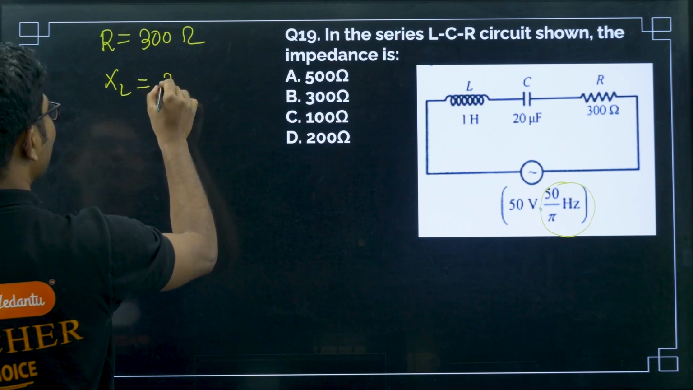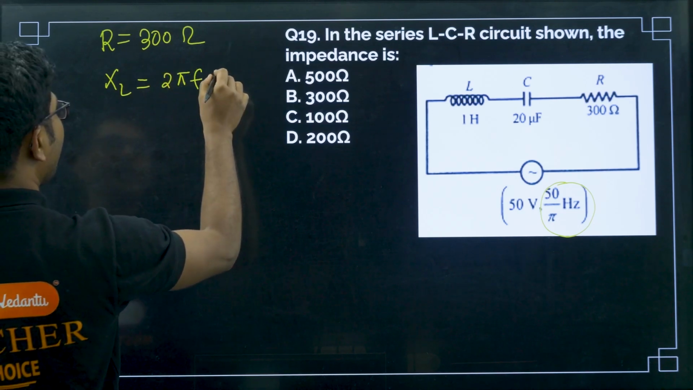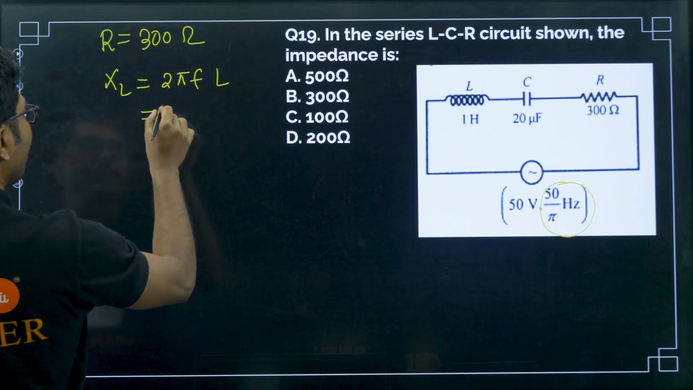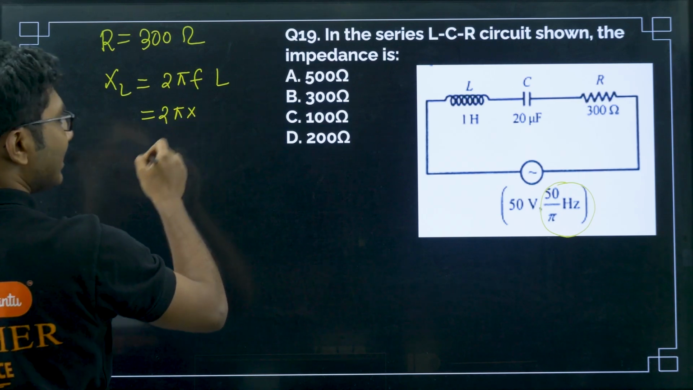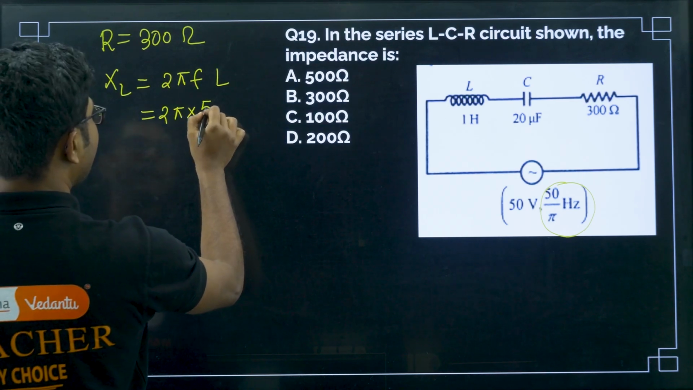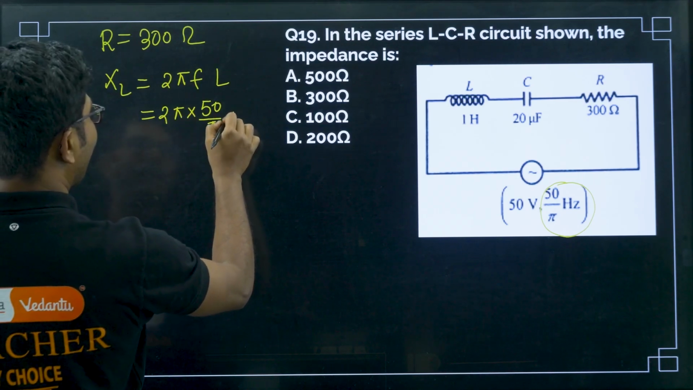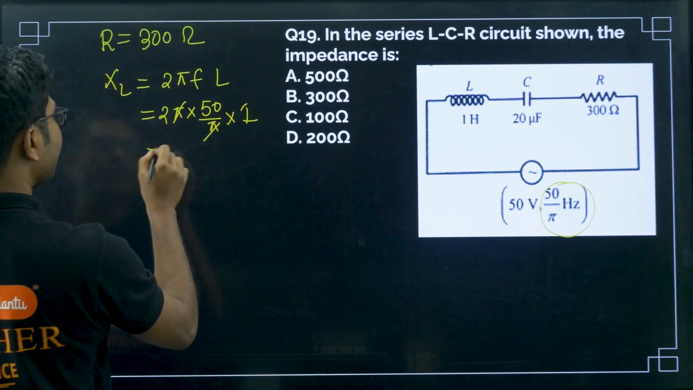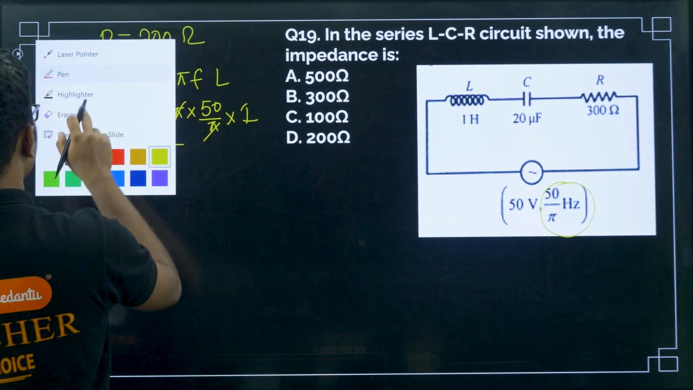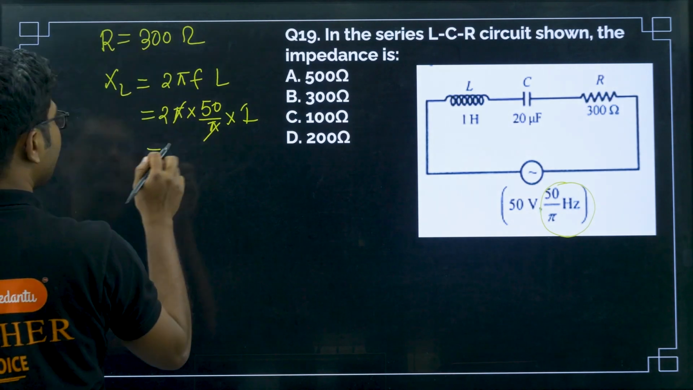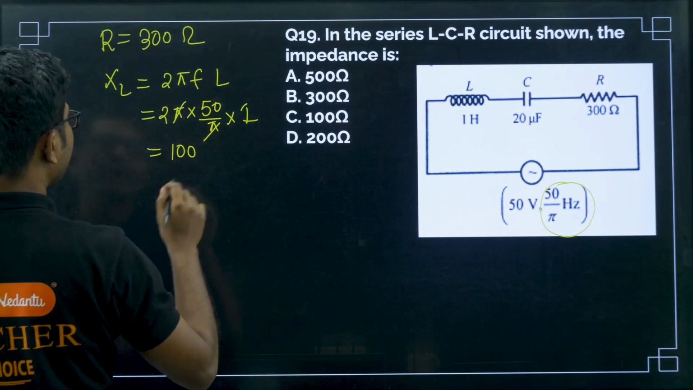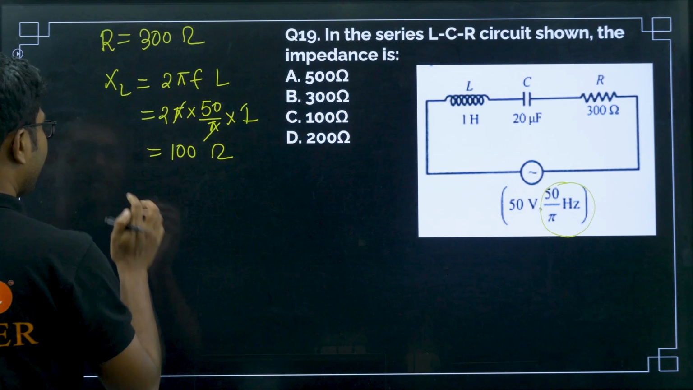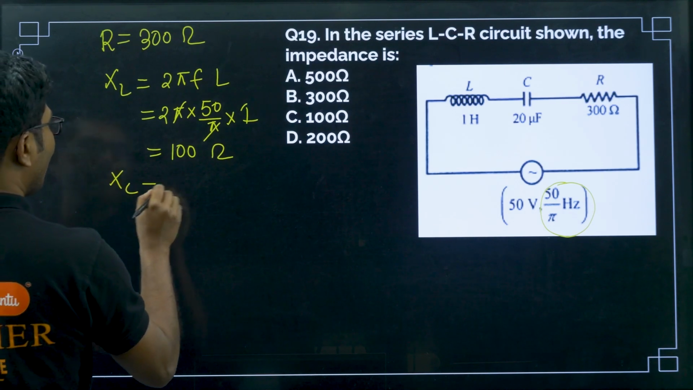Okay, we will calculate XL. XL is 2 pi F into L. So, 2 pi F is 50 by pi, and what is L? L is 1 Henry. Very simple, easy question. If you are afraid, this kind of question is easy to answer. So, this is 100 ohm. The unit of XL and XC is always ohm.